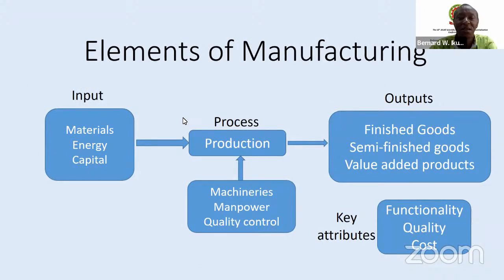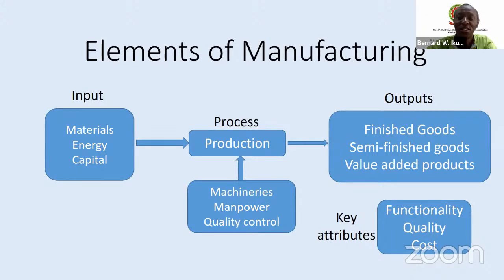Let me just mention the elements of manufacturing. We have what we call input elements, process elements, and outputs. Now, the inputs include materials, could be semi-processed or processed materials or raw materials. Another major input is energy, because to convert anything you need energy. There's also capital, could be human or money, and so on.